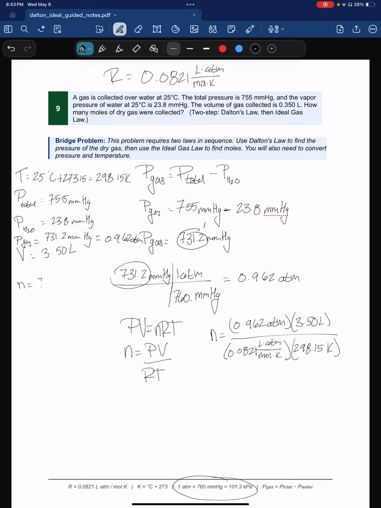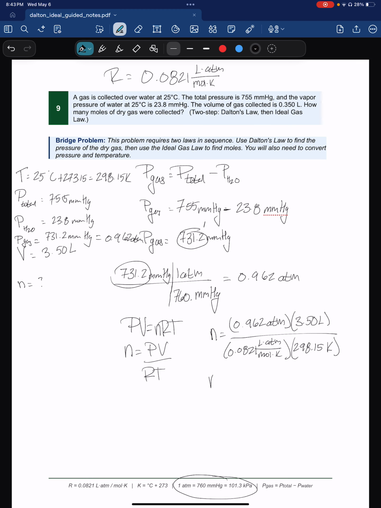And I can grab my calculator. Just typing away here. All right, and I got, I've done something wrong here. What did I do wrong? Well, here's what I got. I'll tell you what I got, and then we'll see if I can figure out what I did wrong. 0.1375.